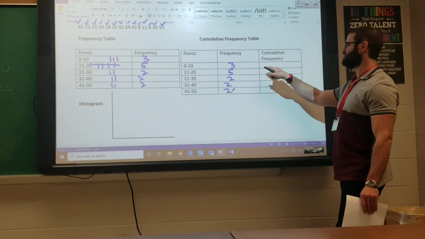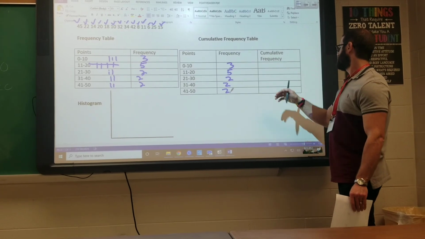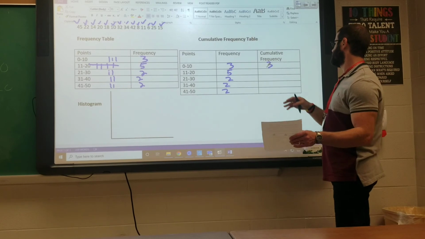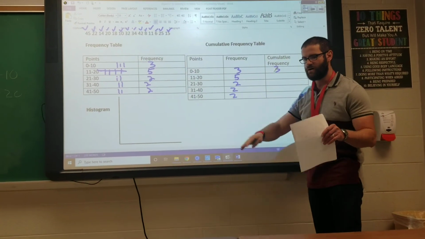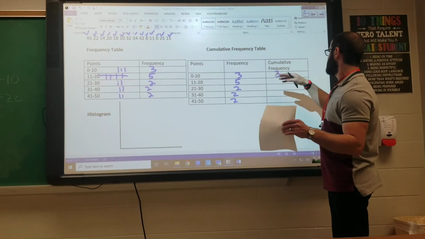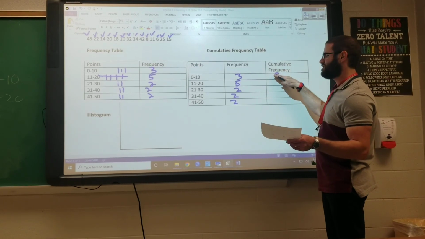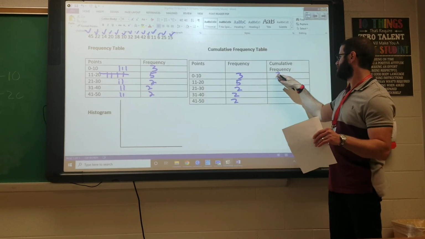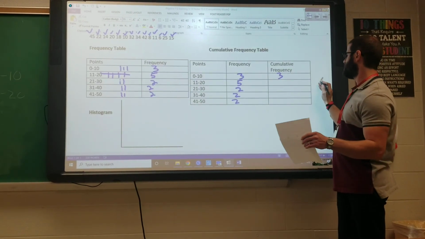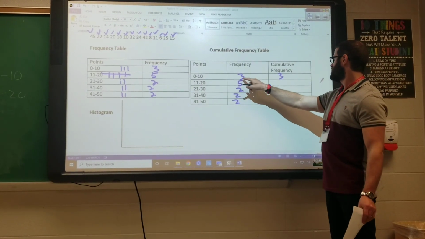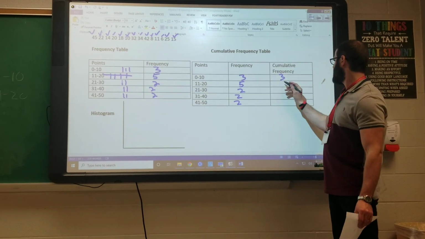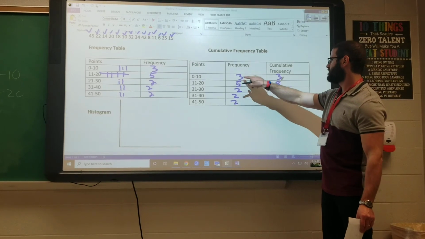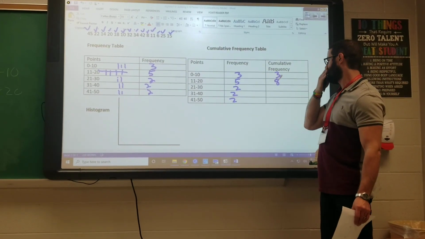So the cumulative frequency when we start out, the first value is the same as the frequency, right? Because cumulative frequency is the number of occurrences or data points in that range or below. So when we start, these two numbers are the same. Then as we go, we add, right? So I go to 3 plus 5, I now have 8. Because now in this interval and the one before it, there's a total of 8. And as I go along, I just add.